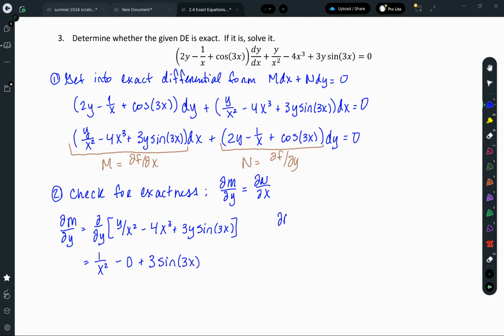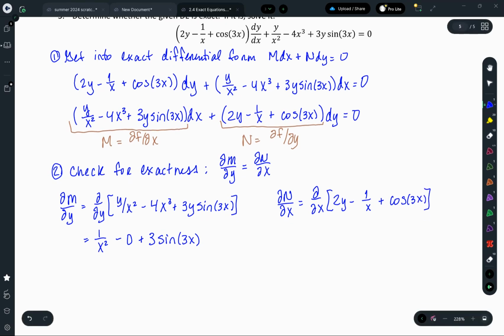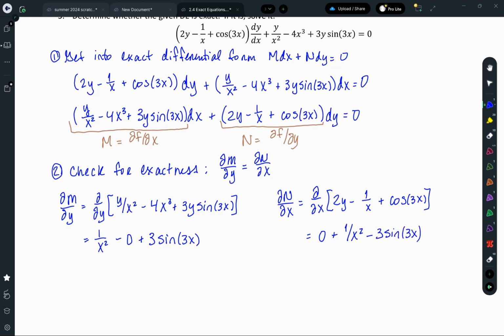Now we look at del N del x. So we'll send a del x through to N, and N is 2y minus 1 over x plus cosine of 3x. So we're taking the derivative with respect to x of 2y. That's going to give us back 0. The derivative of minus 1 over x will be a plus 1 over x squared. So things are looking good so far. And the derivative of cosine of 3x is going to be minus 3 sine of 3x.